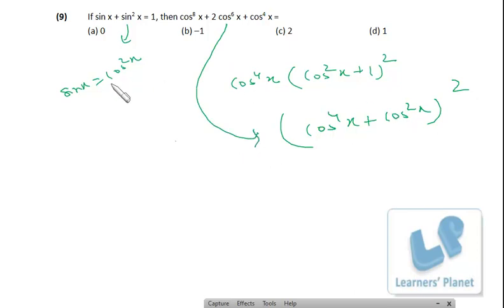Now cos square x is sin x, and cos 4x will be sin square x, right? So again we got sin square x plus sin x, that is nothing but 1. So that's pretty simple.